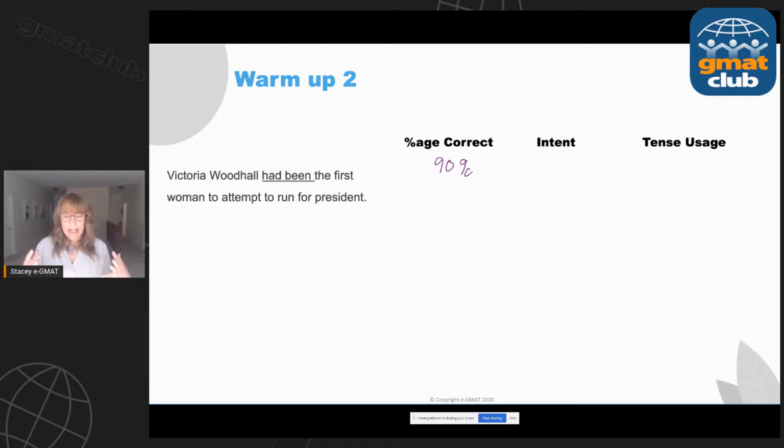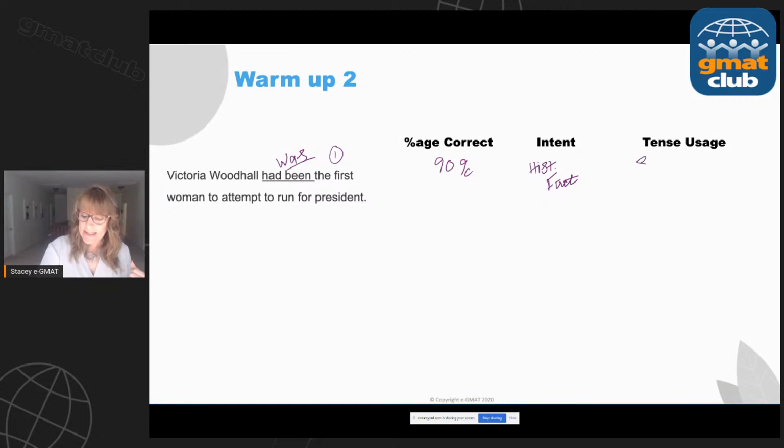Hopefully, again, you realize the author's intent is to express a historical fact, to tell us a story from the past. Now, historical fact, past information. So obviously Victoria Woodhull was the first woman to attempt to run for president. This had a hard stop in the past. There is no sequencing. When we use the past perfect, we are sequencing events from the past that are related. And we have no sequencing here. We only have one event. That Victoria Woodhull was the first woman to run for president. So we only have one event, and this is her first attempt to run.